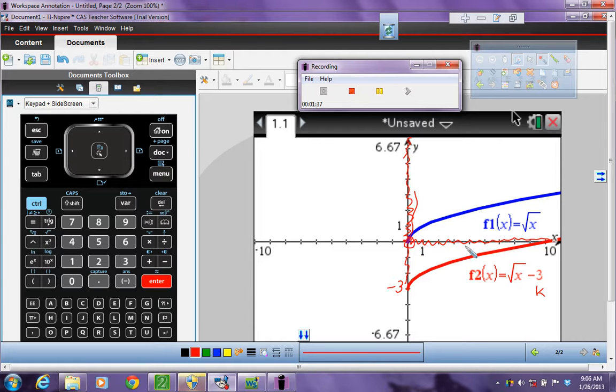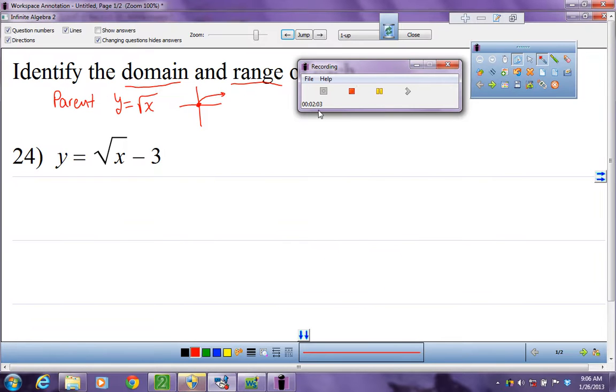So the domain stayed the same. The domain was x is greater than or equal to 0. The range changed. The range became y is greater than or equal to negative 3. Okay, so remember those two things. We're going to come back over here. We said the domain was x is greater than or equal to 0. We said the range was y is greater than or equal to negative 3, correct? Let me show you how to do that by hand over here. Okay?